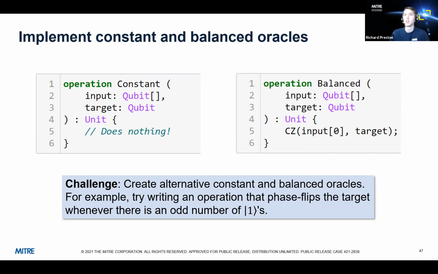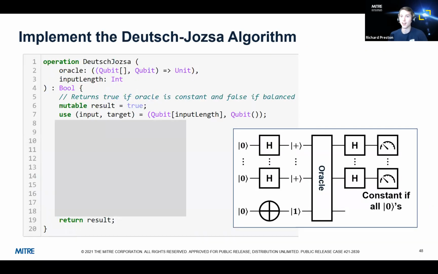Okay. So now is the challenge. Implement the Deutsch-Jozsa algorithm. I've given you the circuit diagram, although there are some dots, and I've given you the scaffolding, but it's your job to implement the core of the algorithm.